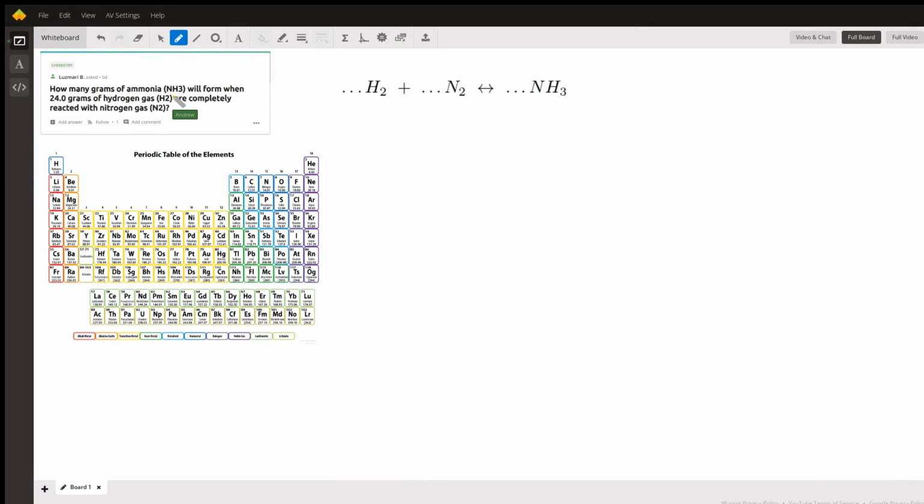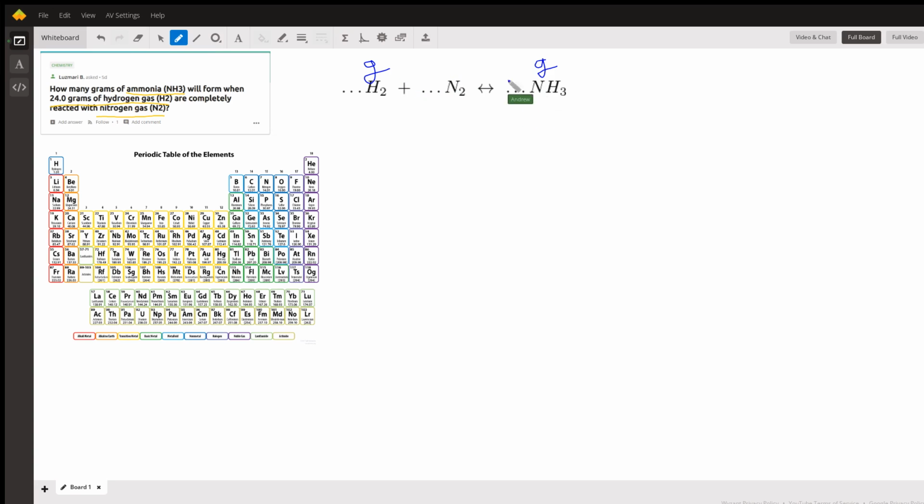How many grams of ammonia, which is NH3, will form when 24 grams of hydrogen gas are completely reacted with nitrogen gas? So this type of problem is asking you about how much of a product can be formed based on the amount of its reactants. Now it gives you your amount of hydrogen gas in grams, and then the question is asking you for how many grams of the product you get.